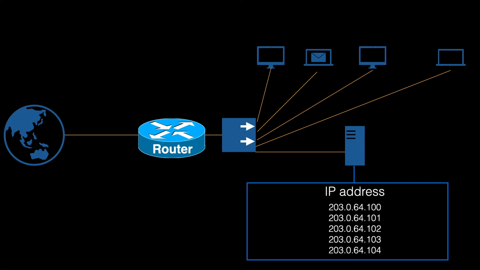Well, your school's master switch connects other areas in the school and via a firewall to the rest of the world. The rest of the world bit is usually managed by an internet service provider. In this case, it's any number that doesn't start with 203.0.64.